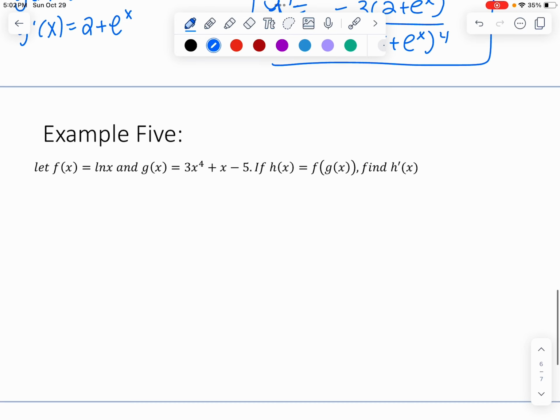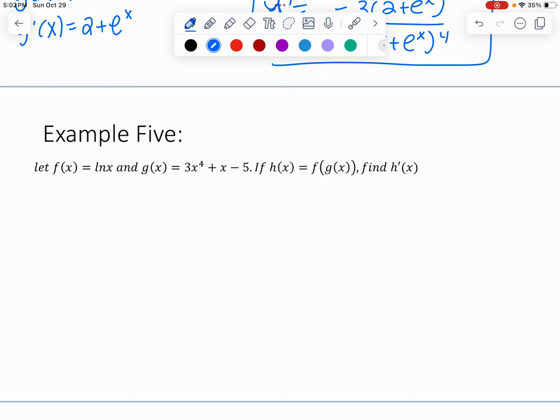So this one looks different, right? Because it's not telling you what your equation is right away. It's saying let f of x equal the natural log of x and g of x equals 3x to the fourth power plus x minus 5. If h of x equals f of g of x, find h prime of x.